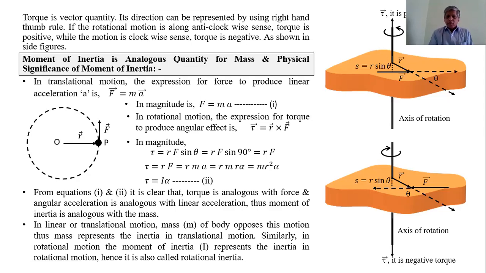Similarly, I, that is the moment of inertia in rotational motion, represents the inertia in rotational motion. That is also called rotational inertia. This is the physical significance of moment of inertia. Remember these things.